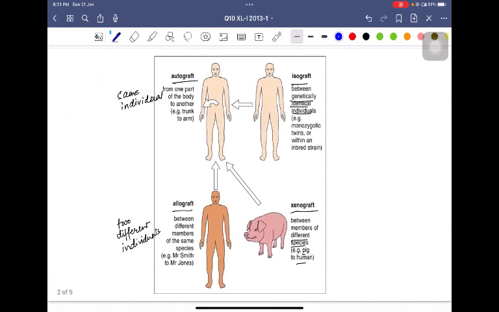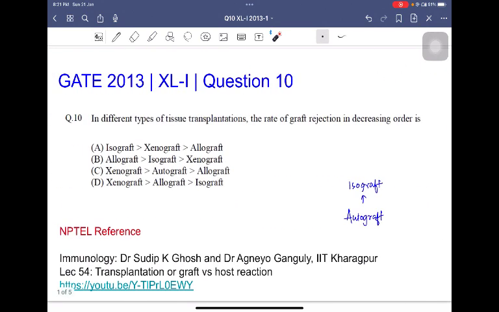Now, higher than isograft, the rate of graft rejection will be observed in allograft. Allograft is between two different individuals, and there will be high chances that these two different individuals do not have the same MHC molecules. So in case of an allograft, the chance of graft rejection is higher than isograft. So here we will write greater than isograft, the chance of graft rejection is higher in allograft.